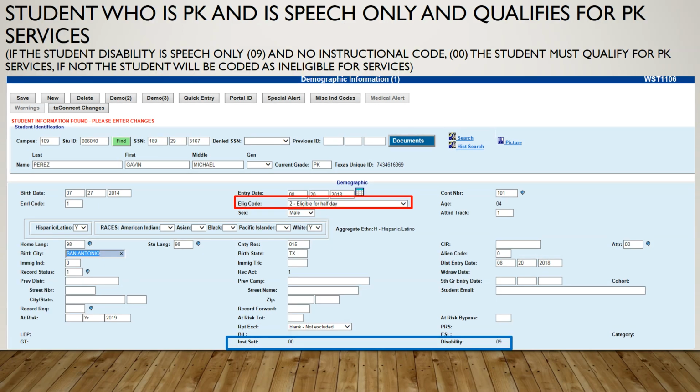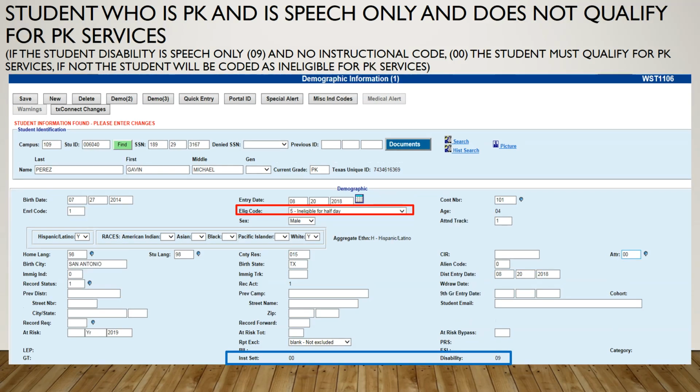Next screen is an example of a student who is pre-K and is speech only and qualifies for pre-K services. If the student disability is speech only 09 and no instructional code 00, the student must qualify for pre-K services. If not, the student will be coded as ineligible for pre-K services. So in this example, the student's instructional code is 00, his disability is 09, but he does qualify for pre-K services, so he would be coded as A2.